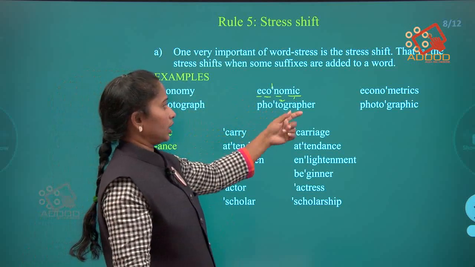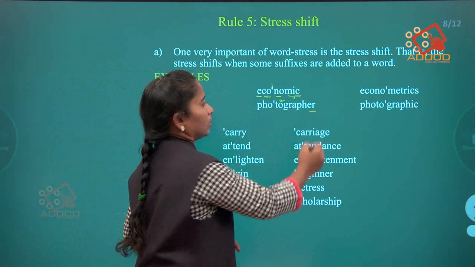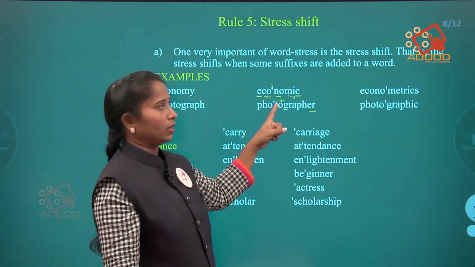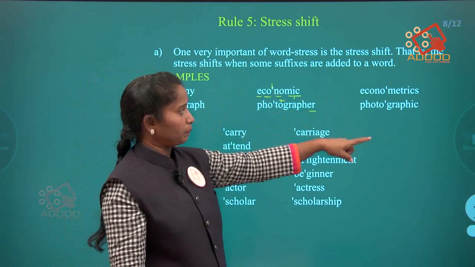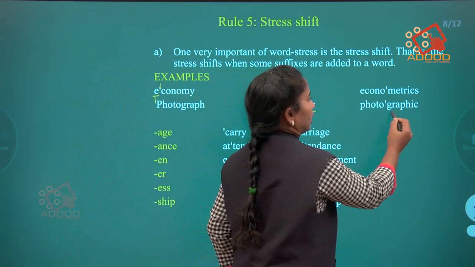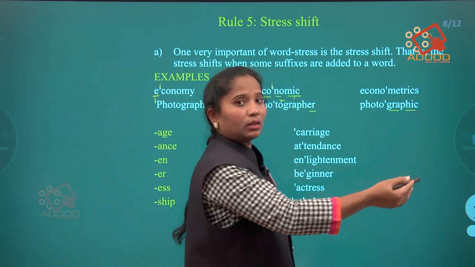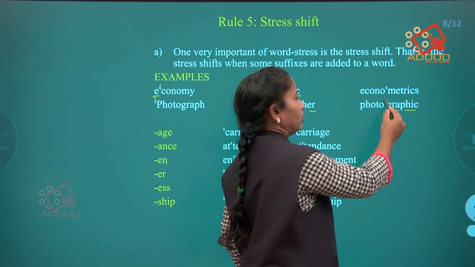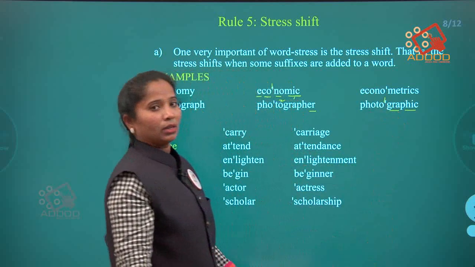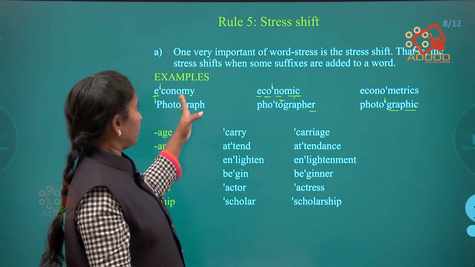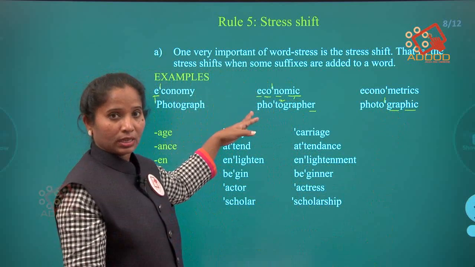Photographer. If -er is added, then the stress will shift to the second syllable. If it is photographic, again from the back, the second one. So photographic is always stressed on the second syllable from the end of the word. So we have got it on graphic. This is how you have to shift the word stress whenever you have suffixes like this.